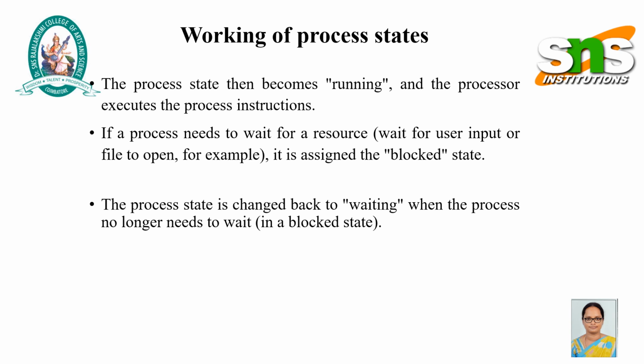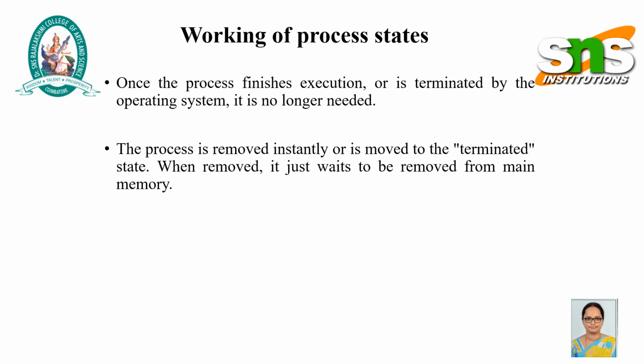If a process needs to wait for a resource, it is assigned the blocked state. The process state is changed back to waiting when the process no longer needs to wait. Once the process finishes execution or is terminated by the operating system, it is no longer needed. The process is removed instantly or is moved to the terminated state. When removed, it just waits to be removed from main memory.